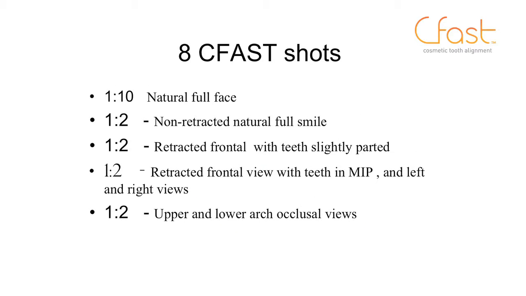So, to recap, our 8 Cfast shots are a 1 to 10 natural full smile, a 1 to 2 non-retracted, so that's a natural smile, nose to chin, patient with a big smile. Then we're going to use our retractors, and we're going to take our 1 to 2 views. And initially we want the teeth together because we want to see the static overjet and overbite. So in habit bite, teeth together from straight on, and then we're going to take our oblique views, which are focused on our lateral incisors, left and right. And then we're going to take that with just the teeth slightly apart so we can see any incisal edge wear, any chipping, and assess really the condition of the incisal embrasures for restorative dentistry. And then we want our upper and lower occlusal views.